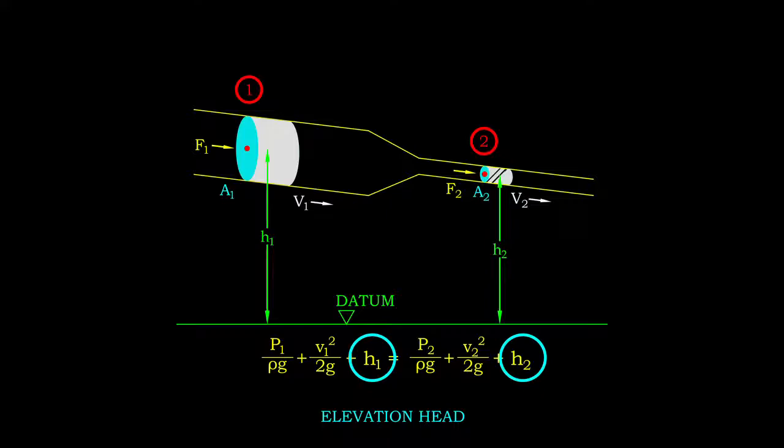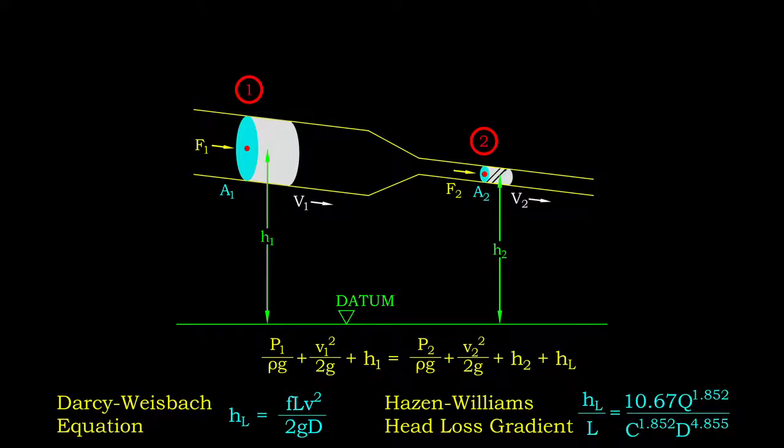When friction is to be considered, head loss needs to be introduced at the right-hand side of the equation. There are two types of head loss, major and minor head loss. Major head loss comes from the friction between the fluid and pipe wall. It can be calculated by using either Darcy-Weisbach equation or Hazen-Williams equation. On the other hand, minor head loss is due to bends and fittings.